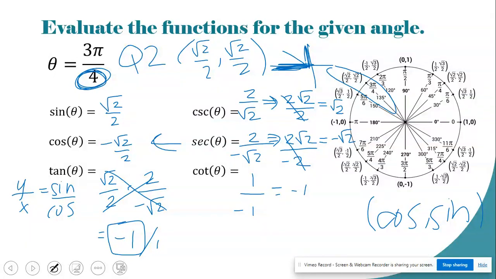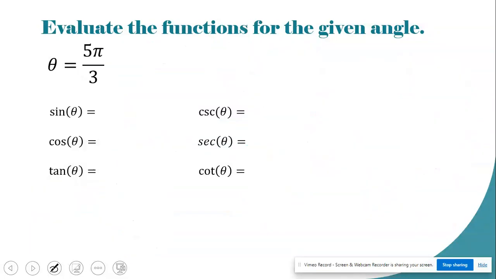And I swear, as we continue to go through these problems, we are going to get better. It's all about understanding where things are on the unit circle and being able to find these values fairly quickly. 5 pi over 3. Which quadrant is 5 pi over 3 existing? Well, it's not going to be in quadrant 1, that's for sure. Not going to be in quadrant 2 or 3. It's actually going to be in quadrant 4.